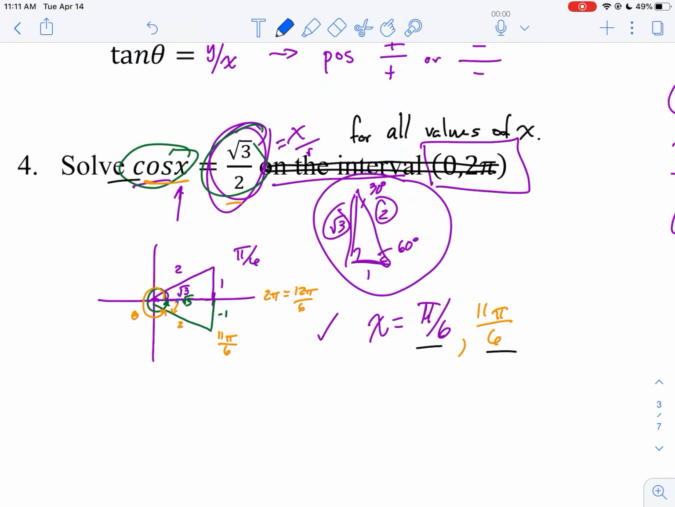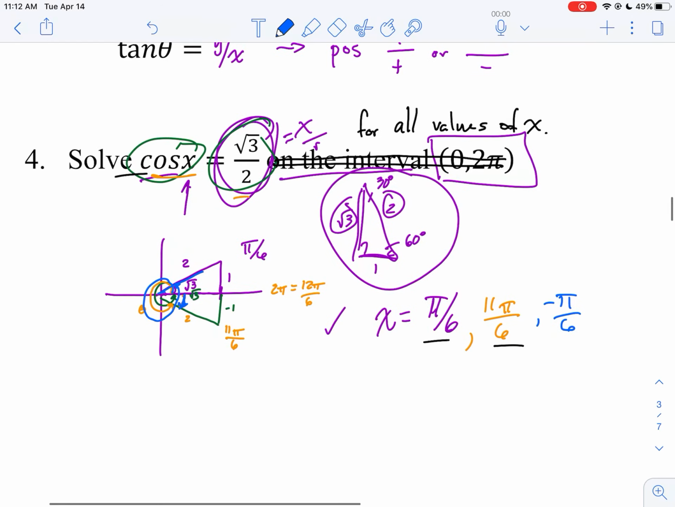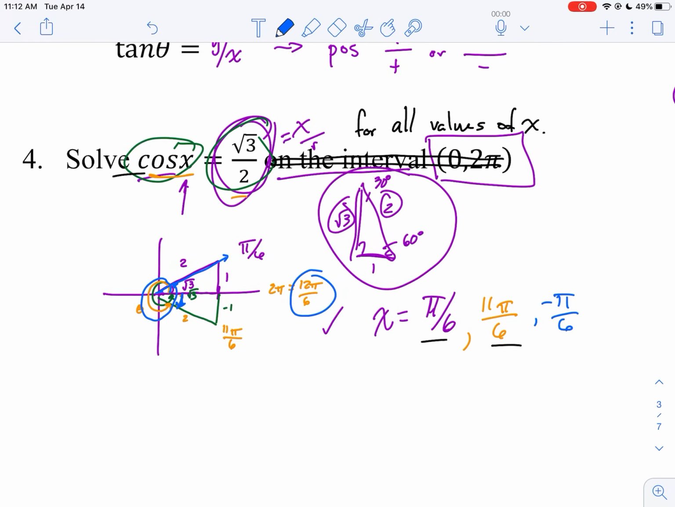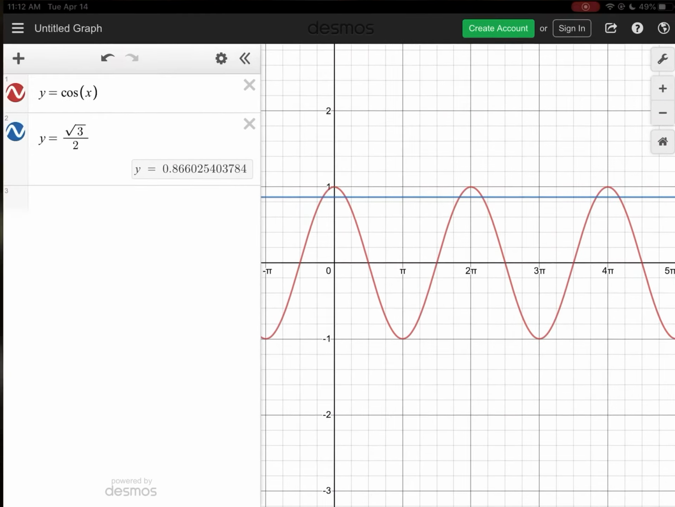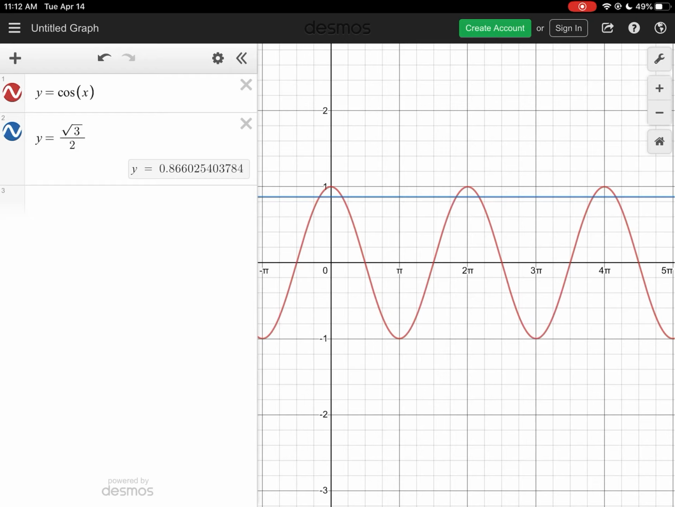Now, some of you are thinking, wait a minute, this could go on forever. These are all just coterminal angles, and you're exactly right. Instead of just stopping at pi over 6, what if I went all the way around the circle and back to this line? That would be 12 pi over 6 plus another pi over 6. 13 pi over 6 is also a solution. Let me take a look at this graphically, okay? So if we come back here, I've graphed this in Desmos.